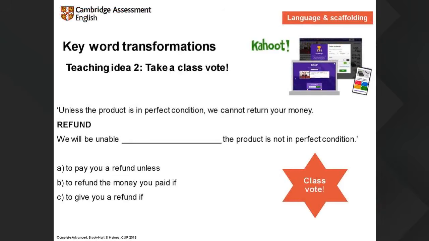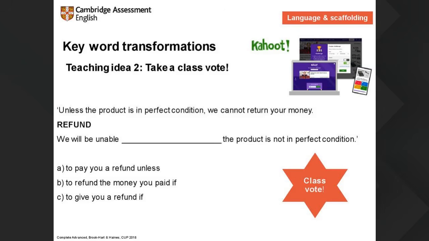Another approach? Yeah, using a multiple choice option. Okay, so in this case, we can use Kahoot. We are going to give students 3 options for them to choose from. And to make it a bit more challenging, maybe they can tell us why the distractors don't work.